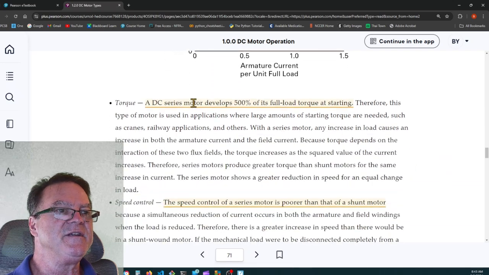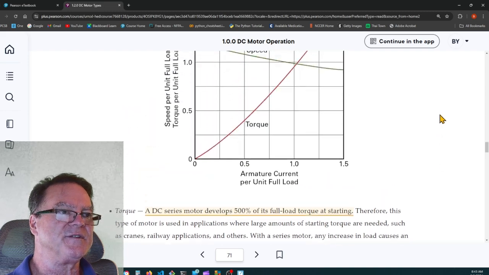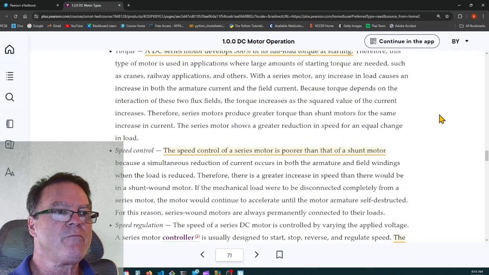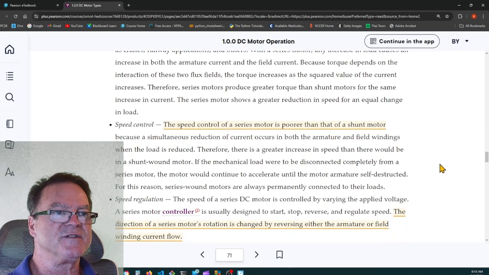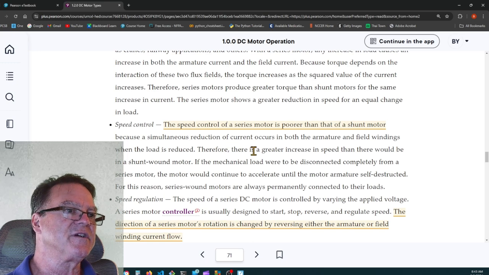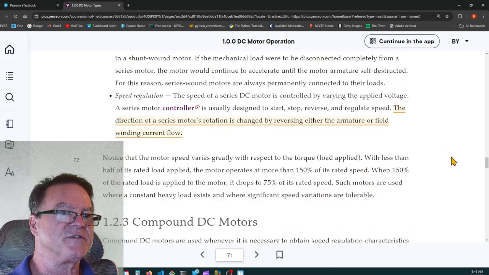It says a DC series motor develops 500% of its full load torque at starting. It's a very high torque starting motor. Speed control. The speed control of a series motor is poorer than that of a shunt motor, because a simultaneous reduction of current occurs in both the armature and the field windings when the load's reduced.